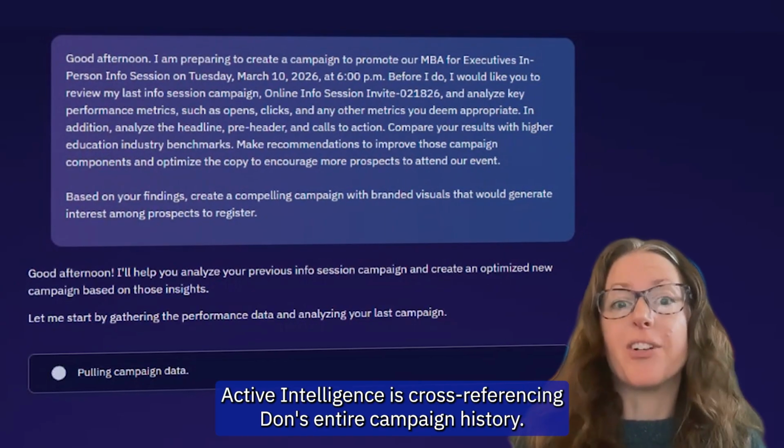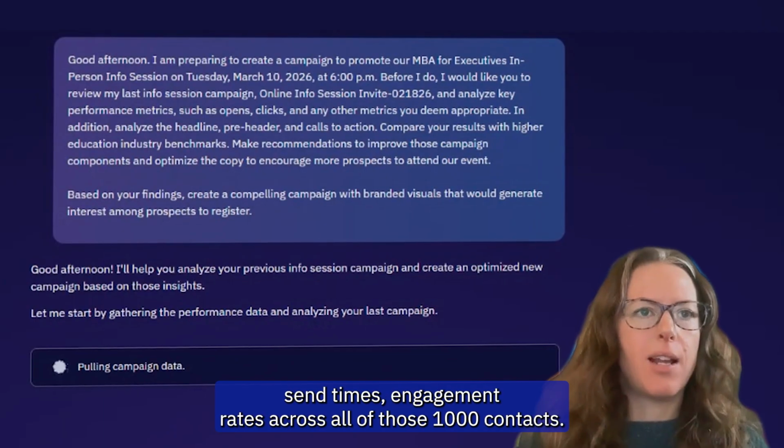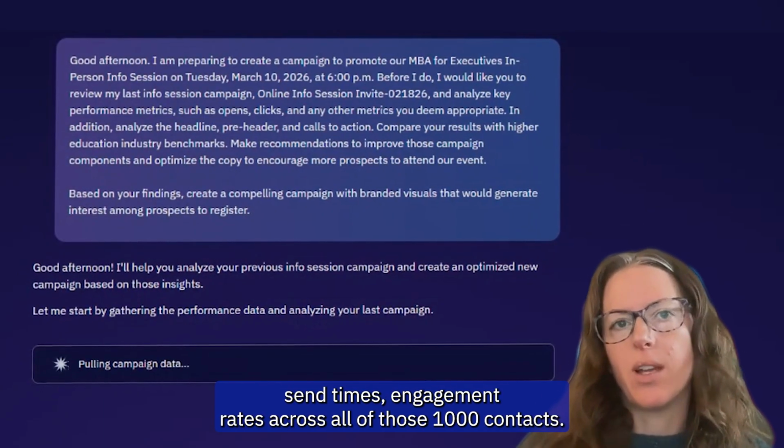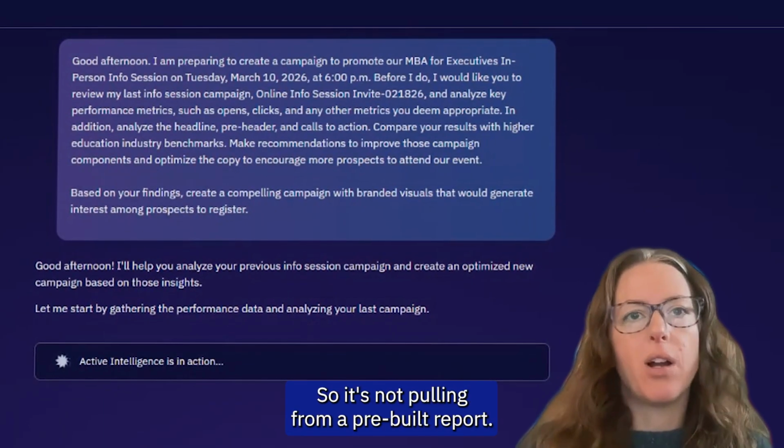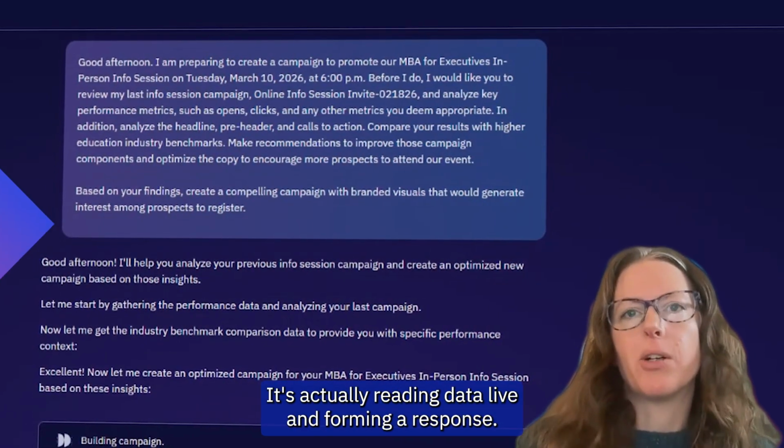Active intelligence is cross-referencing Don's entire campaign history. So things like open rates, click patterns, send times, engagement rates across all of those 1,000 contacts. So it's not pulling from a pre-built report. It's actually reading data live and forming a response.